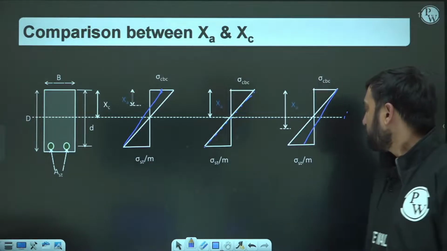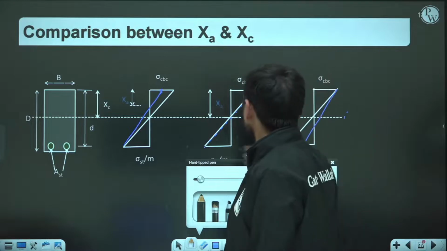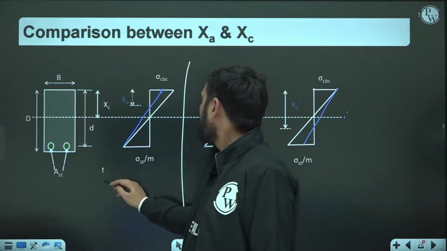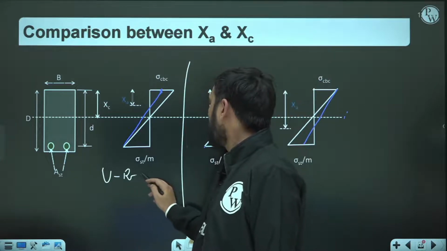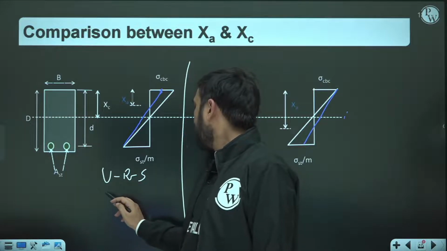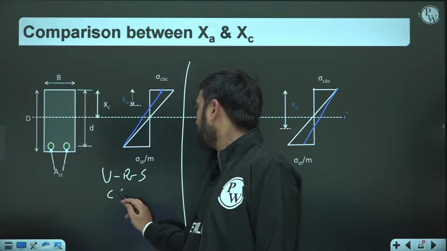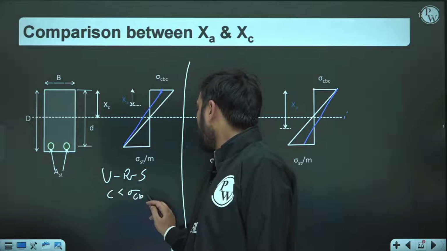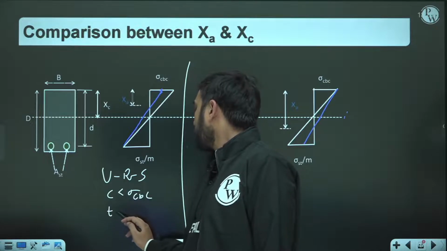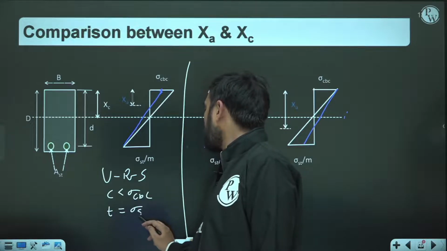Such a section will be known as under reinforced section. Here the developed value of stress in concrete is less than sigma CBC, but yes, the developed value of stress in steel is equal to sigma ST.